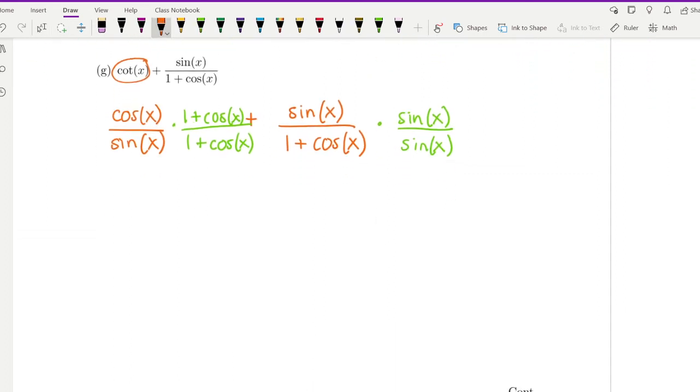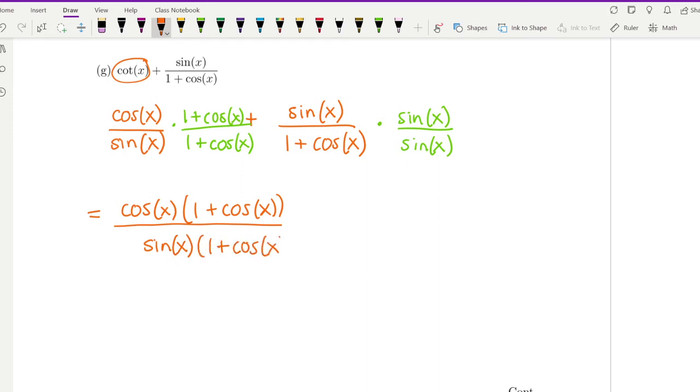Okay, so what happens when we do that? Well, then this fraction is going to become cosine of x times 1 plus cosine of x divided by sine of x times 1 plus cosine of x. And then we have plus sine squared of x divided by, again, sine of x times 1 plus cosine of x. And I feel like this one actually might come out to be pretty similar to the last one.